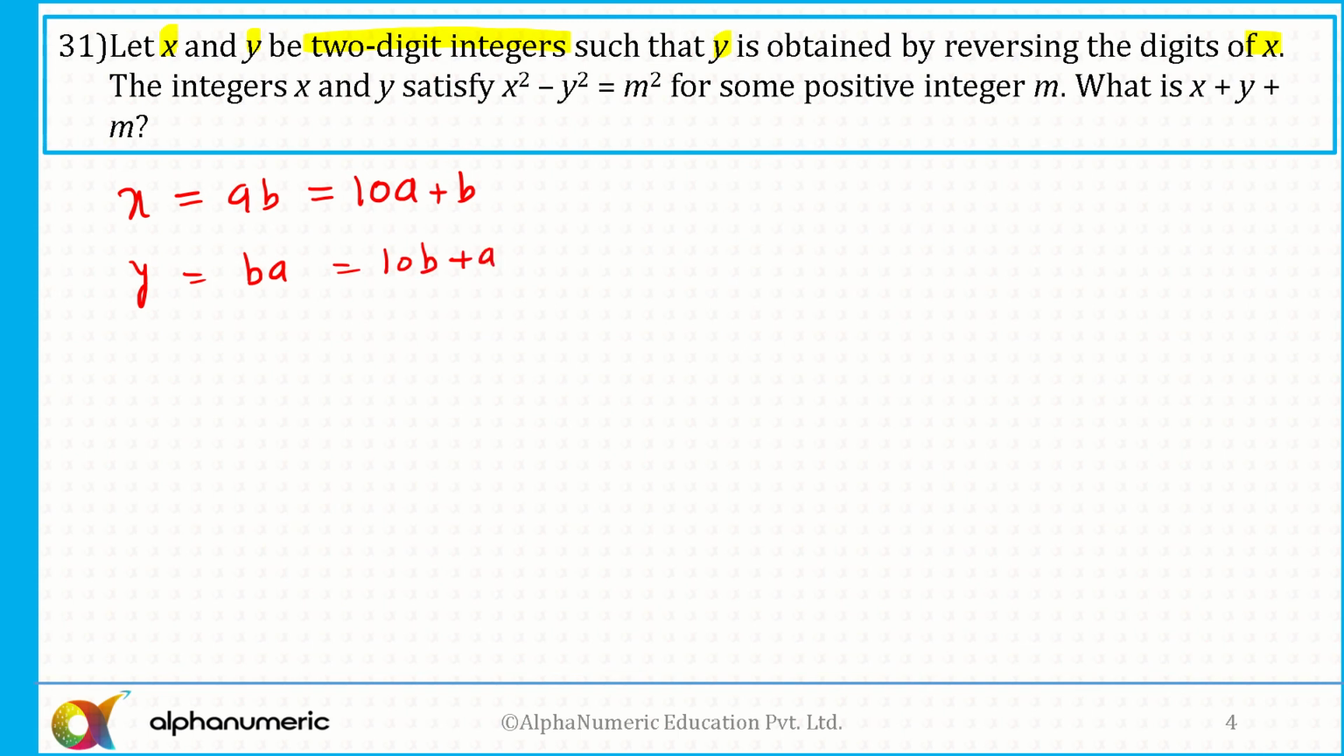And it also says that the integers x and y satisfy the equation x square minus y square is equal to m square. So the difference of these two, x square minus y square, is a perfect square.